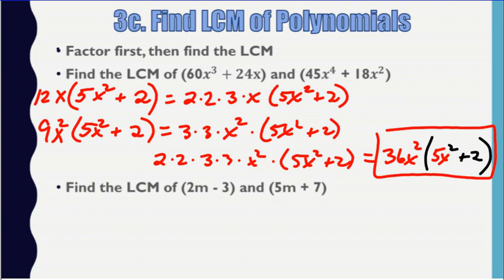And the last one here, we got 2m minus 3 and 5m plus 7. They are already factored, so my answer is 2m minus 3 times 5m plus 7.